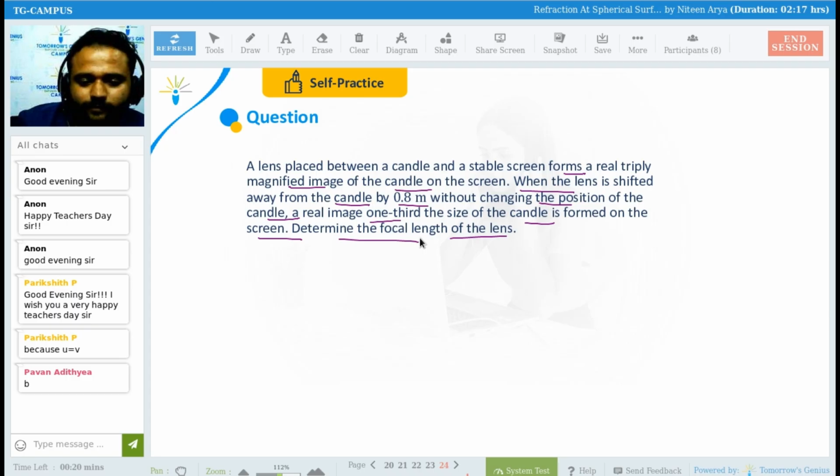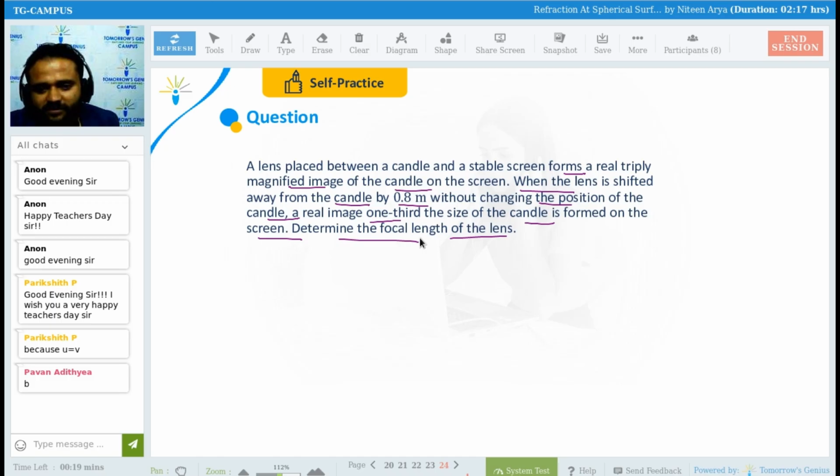Okay, there are two cases given. In the first case, the image is going to be what? Magnified, real, inverted, thrice. So using that, and in the second case, when you shift, the image is going to be 1 by 3 times. So with this relation, we can find x first, and then with the simple lens maker formula or this mirror formula, 1 by f equals 1 by v minus 1 by u, you can find it.